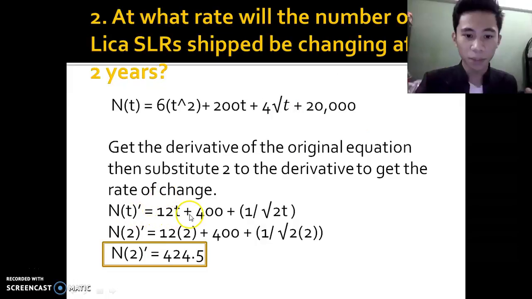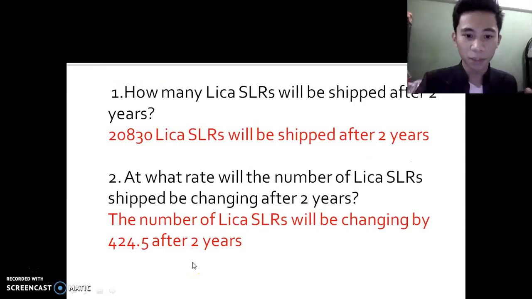So here we get the derivative, and then we simply have to plug in the value of 2 to get the rate of change, which is 424.5. So basically, answering the question, 20,830 Leica SLRs will be shipped after 2 years, and the number of Leica SLRs will be changing by 424.5 after 2 years.